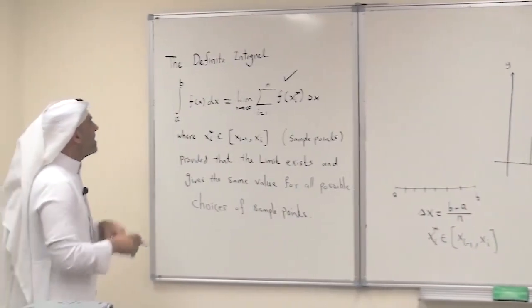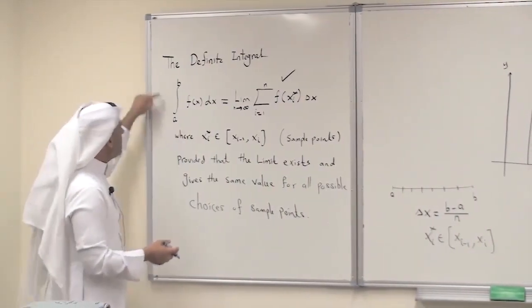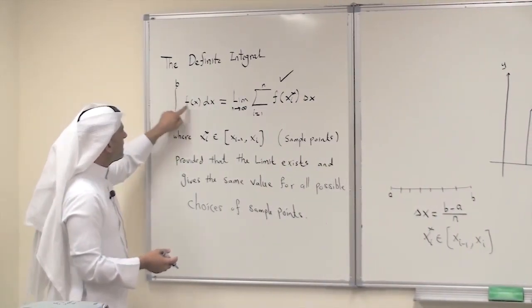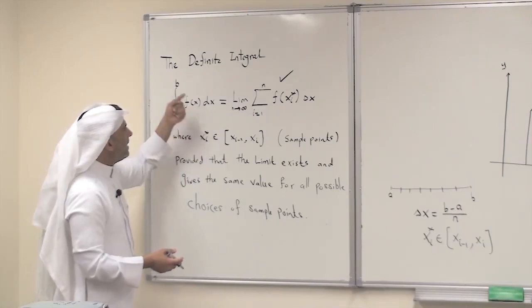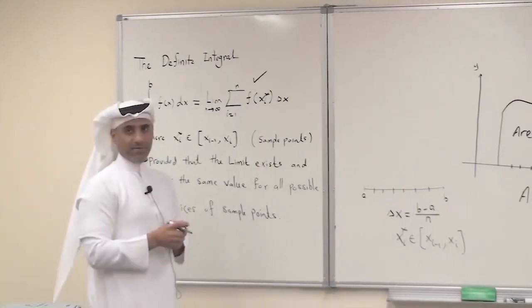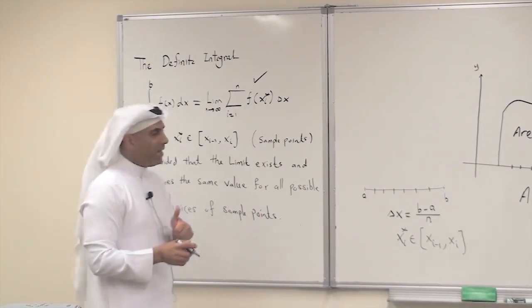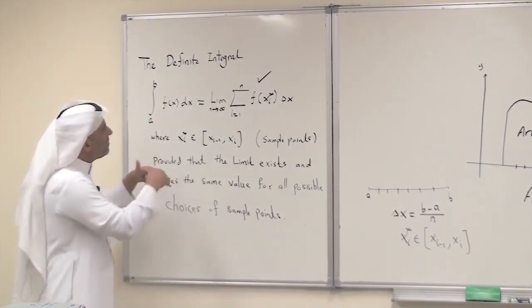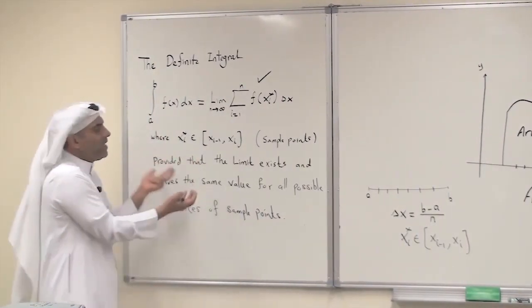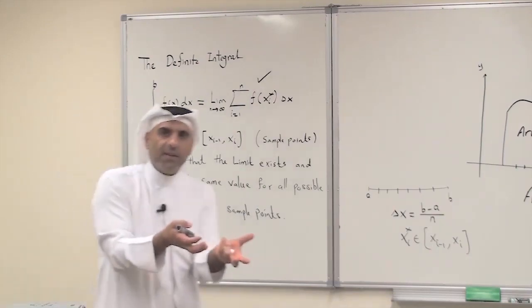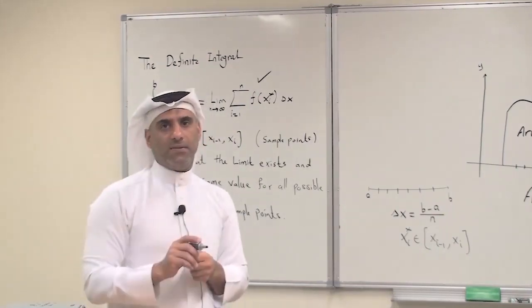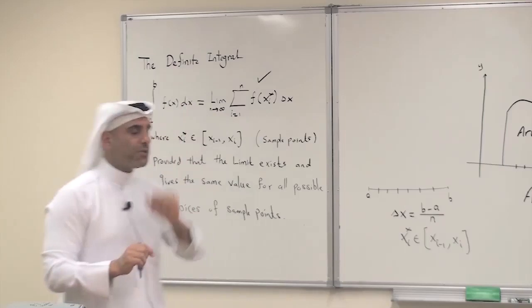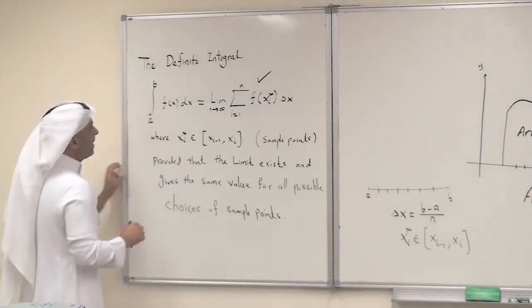So, does it mean that the definite integral here from a to b of f of x dx is the same as the area under the curve? That's one point here. If yes or no, if no, what is the difference between the definite integral and the area under the curve? Before I move to that point, I need to say something about the notation here.